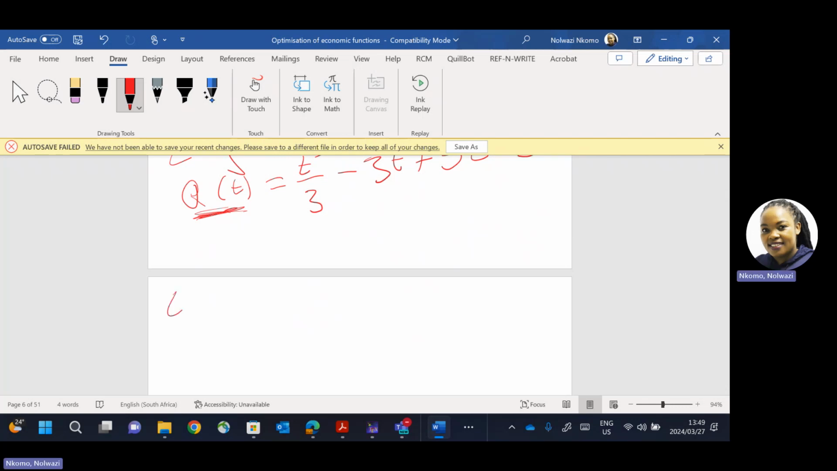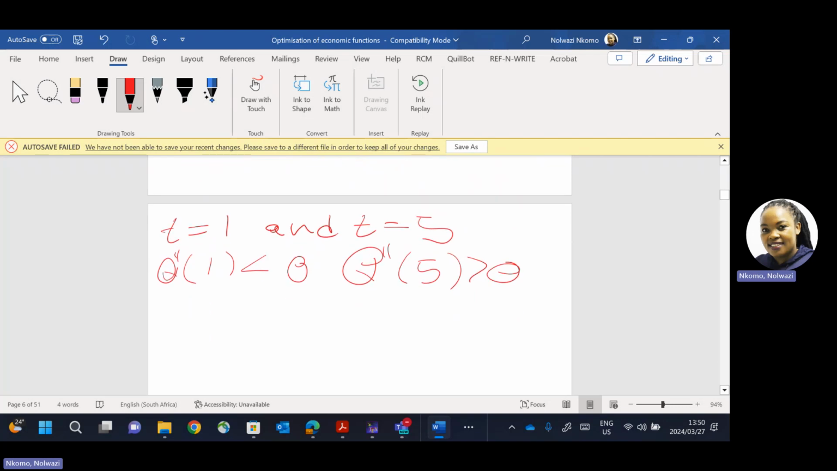I find the critical points, T equals 1 and T equals 5, right? At T equals 1, it was less than 0. And at T equals 5, it was greater than 0. Since it was less than 0, it was the maximum point. And at T equals 5, since it was greater than 0, it was the minimum turning point.